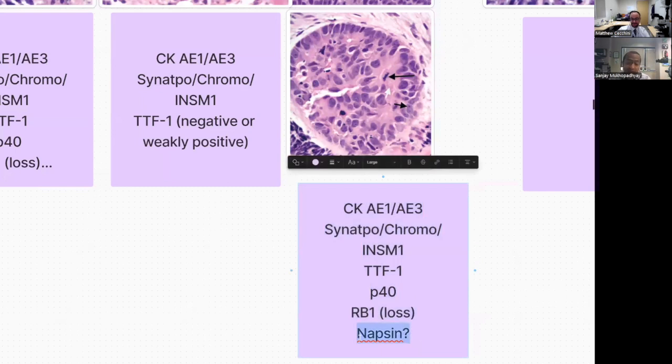I just yesterday saw a case like this, where somebody had synaptophysin, chromogranin and INSM1 strongly diffusely positive, looked a bit neuroendocrine, and was napsin positive. Oh my God, what is that? Is that a large cell neuroendocrine or an adenocarcinoma? I don't think we know. It's just a difficult issue. I have no easy answers on that. What are your thoughts, Matt?